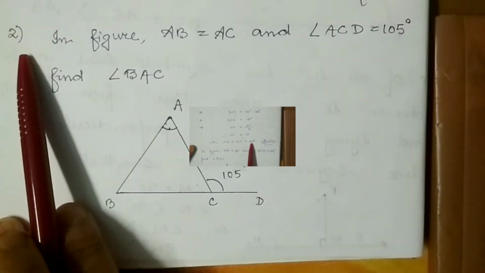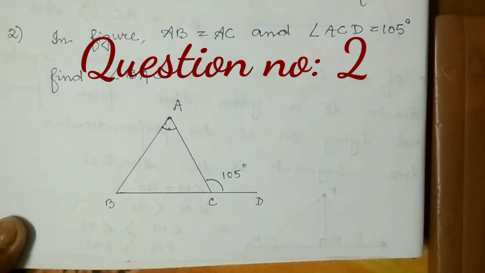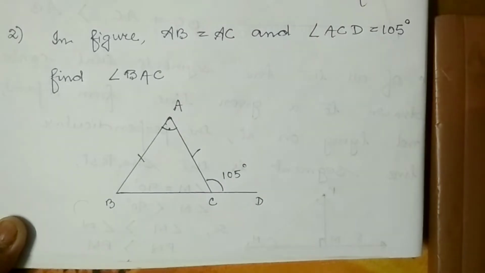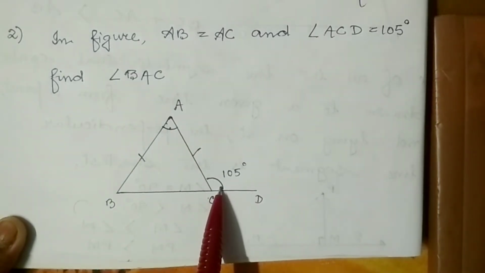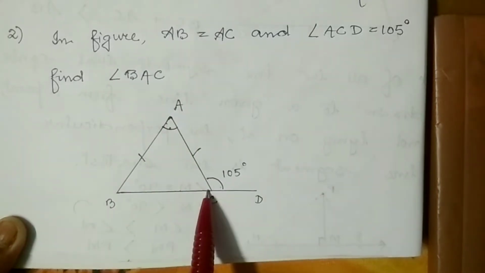Question number 2. Suppose in this figure it is given AB equals AC. AB equal to AC means this side equals this side. It is given in the question, and angle ACD equals 105 degrees. What are we to find? We are to find angle BAC.